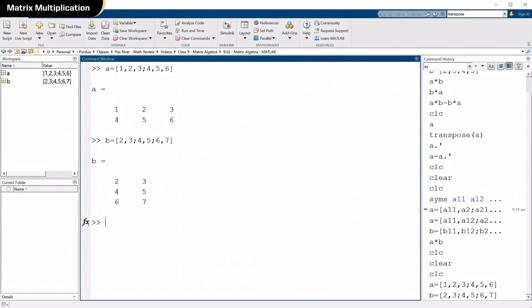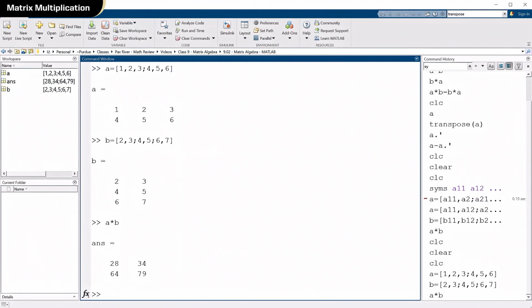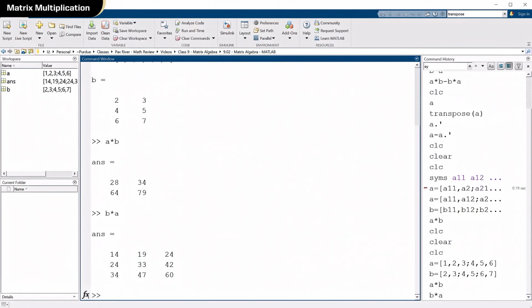Now, can I multiply A times B? I have 3 columns in A and 3 rows in B. So yeah, I can do that. Now what size am I going to get? 2 by 2. What happens if I do it the other way around? Get 3 by 3.